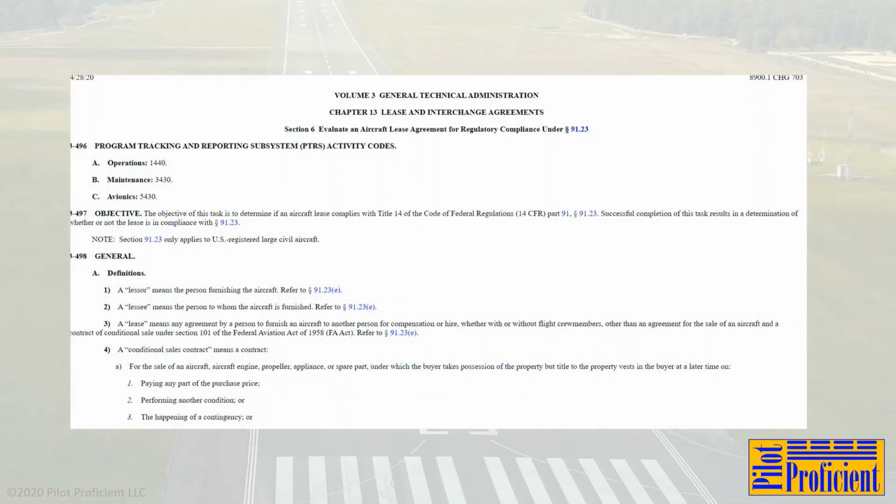As per usual, additional guidance is available from the FAA regarding 91.23. If you're considering utilizing 91.23, it would be wise to thoroughly review the text of the regulation as well as the additional guidance provided in Order 8900.